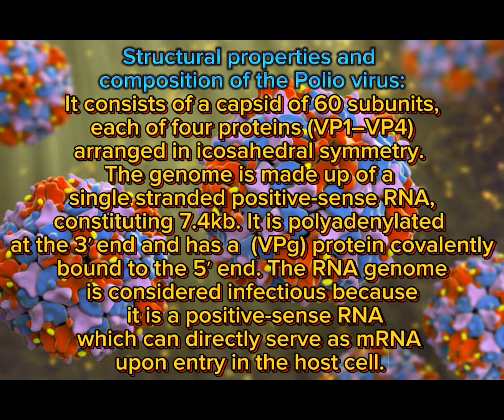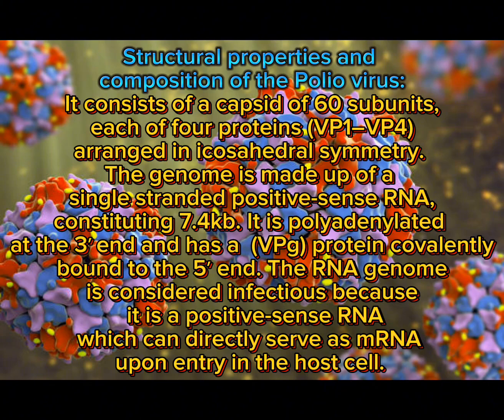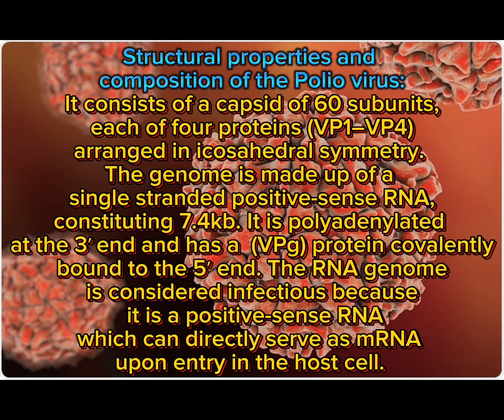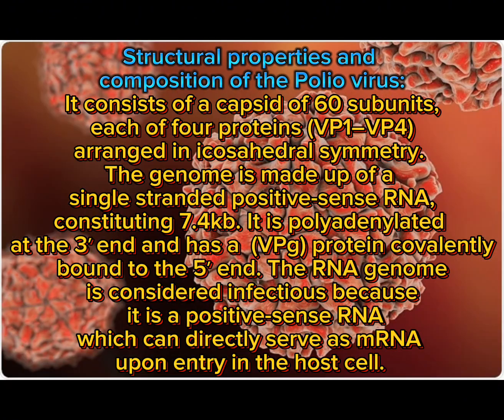Structural properties and composition of the poliovirus. It consists of a capsid of 60 subunits, each of 4 proteins, VP1 to VP4, arranged in icosahedral symmetry. The genome is made up of a single-stranded positive-sense RNA, constituting 7.4 kilobases. It is polyadenylated at the 3' end and has a VPg protein covalently bound to the 5' end. The RNA genome is considered infectious because it is a positive-sense RNA, which can directly serve as mRNA upon entry in the host cell.